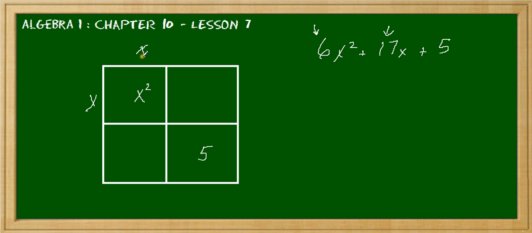So we have 6x squared, and we know the x squared part already because it's going to be x times x, right? I'll go back to reading at the top of page 482. Putting the first and last terms into the appropriate corners of the diagram, we get the figure at the left. Okay, so we have 6x squared, and we have the 5. Let me put my 6 in here because that's what should be there.